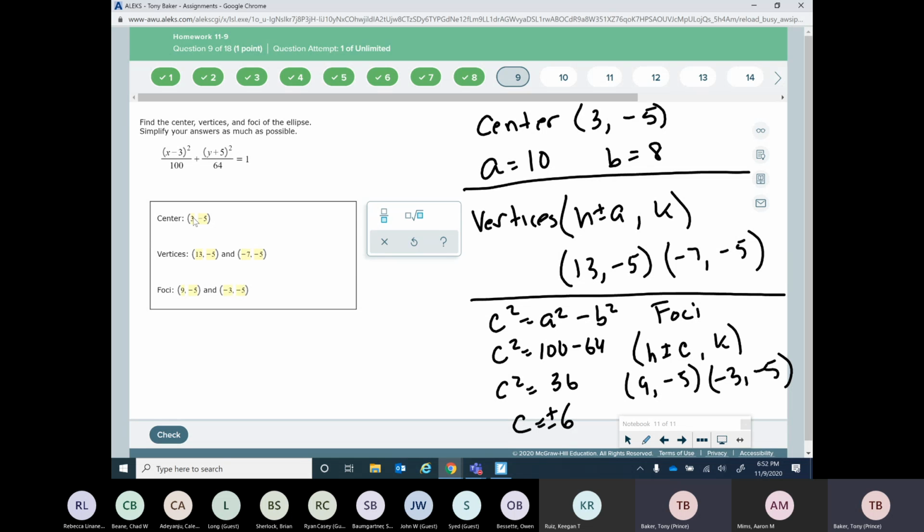And it doesn't matter the order. You could have put the negative 7, negative 5 first and 13, negative 5 second. That doesn't matter. But your signs do.